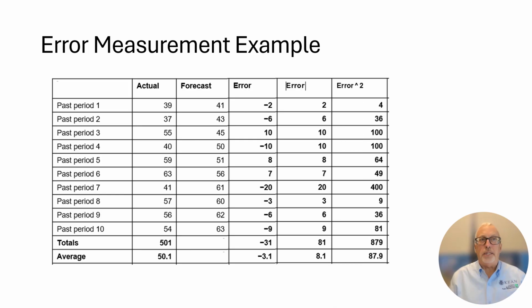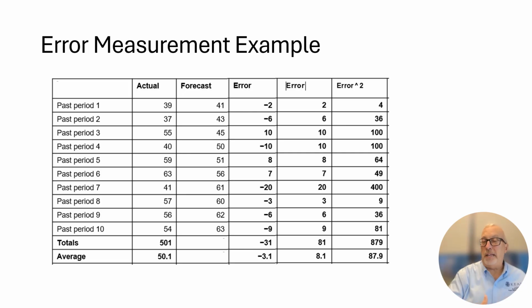This is the MSE, mean squared error. So I take my error of -2, I square it, and that gets 4. -6 squared is 36. So again, the signs disappear. But large error, there's that 10, squared is going to be 100, so it emphasizes large error. We add those down, 879. We divide by the 10 periods. Our mean squared error is 87.9 over the last 10 months.